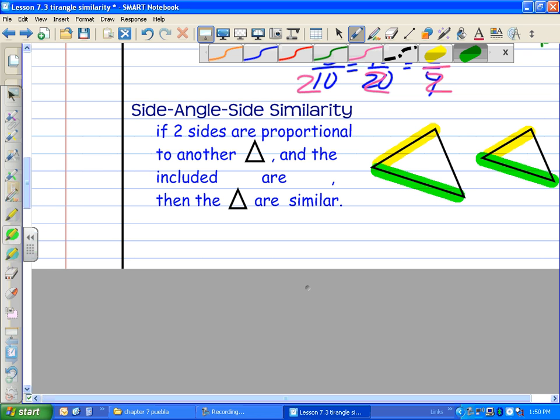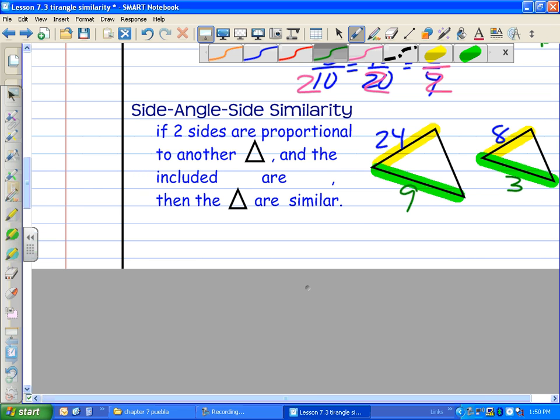Remember, I only need two sides. If those are proportional, and remember what proportional means. Proportional means, do they have that same ratio? So for example, is 8 and 24, and then let's say that the green ones are 3 and, would that have to be a 9? So if I was to say, okay, let me check if these are proportional.